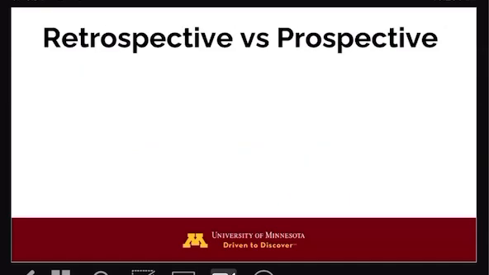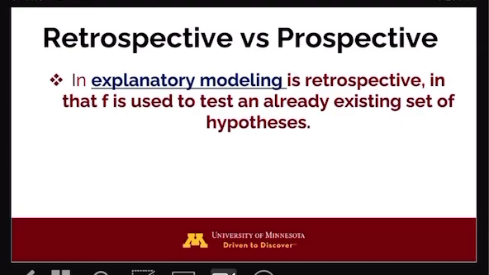Okay, now the next tension is retrospective versus prospective. When you are pursuing an explanatory goal, because you want to explain, what we normally do is to go backward. That is retrospective, because you actually want to go backward to trace what happened in the past. You need to have an understanding before explaining. Does that make sense? So when we are pursuing an explanatory goal, it is retrospective.